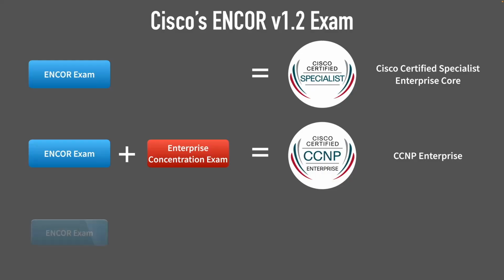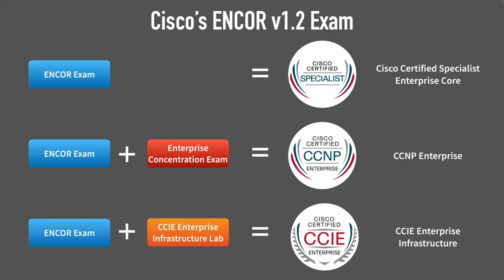But ENCOR also plays a role in a Cisco Expert Level certification. Specifically, it replaces what used to be referred to as the written exam that somebody would have to take before they went to take the CCIE Route Switch Lab. Now, the ENCOR exam serves as the equivalent of the written exam for the CCIE in enterprise infrastructure. But as I mentioned, most students pursuing the ENCOR exam are going after that CCNP Enterprise certification.